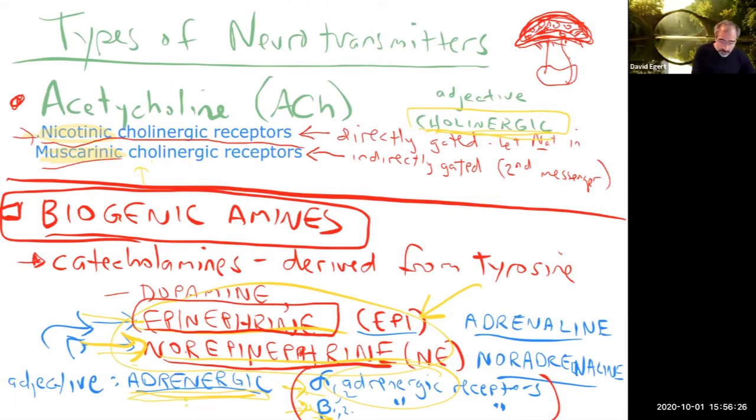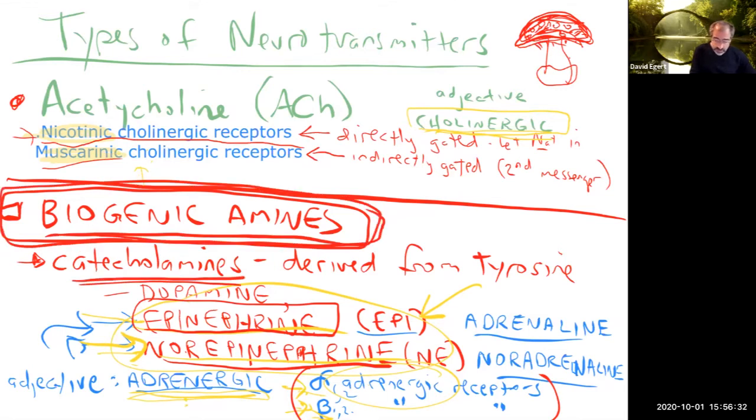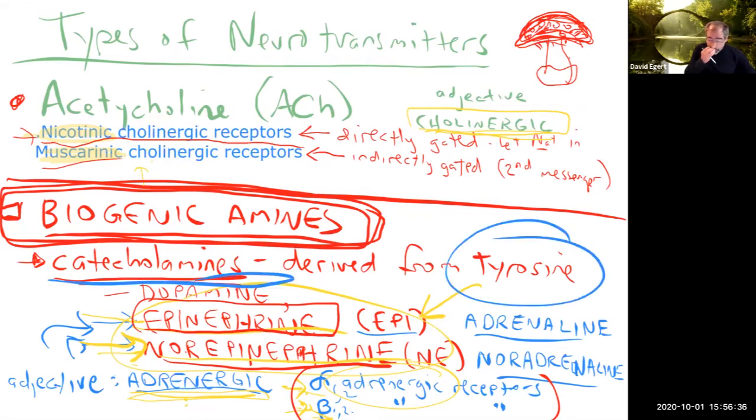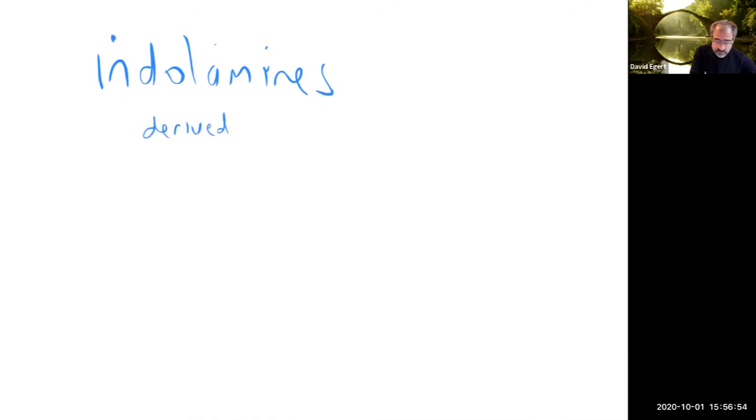Other biogenic amines. So biogenic amines, again, the catecholamines, are a couple of enzymatic steps from tyrosine. You also have the indolamines. Let's go to the indolamines now. So this is still biogenic amines. These are derived from tryptophan.